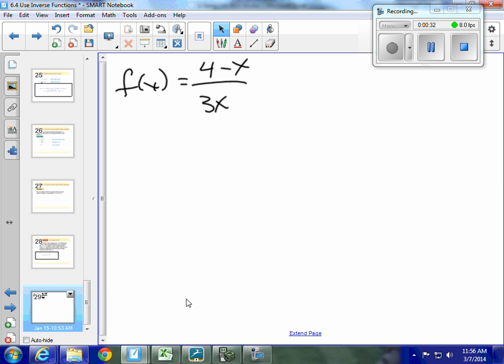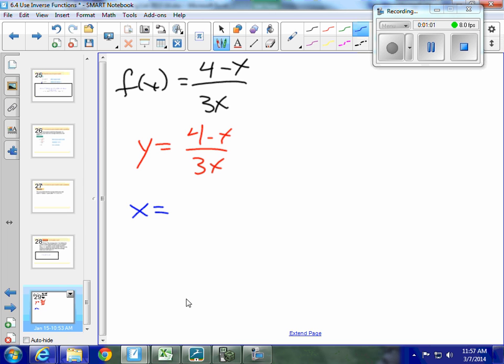The first step is the one that nobody should ever lose points doing, right? And that is changing f of x to y. So I go y equals (4 minus x) over 3x. And the next one is another one that nobody should ever lose points on. It's just switch the x's and y's. Wherever you see an x, make it a y. And where we see a y, make it an x. So I have x is equal to (4 minus y) over 3y.